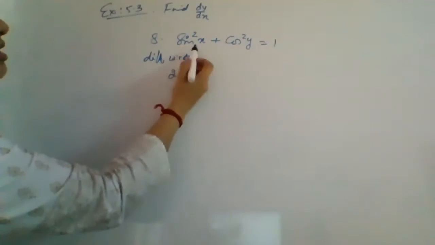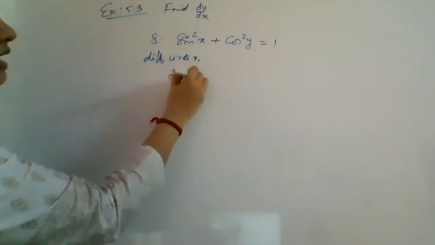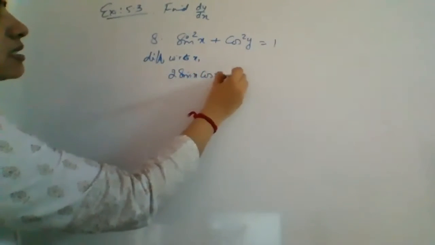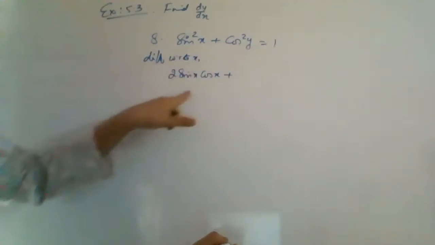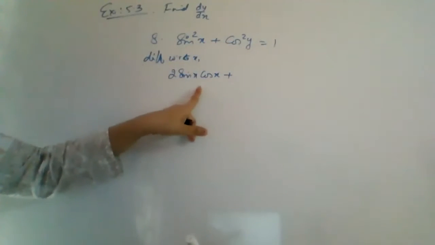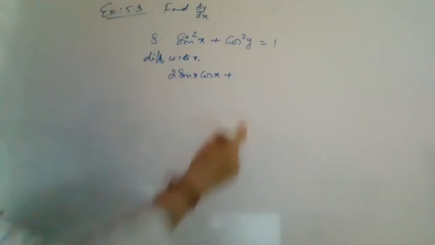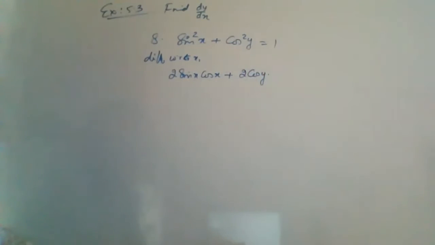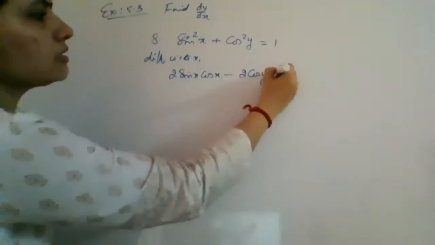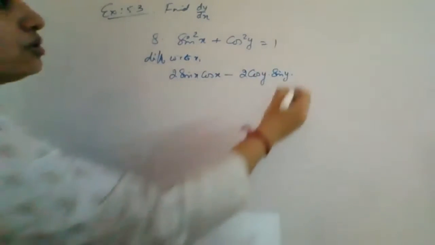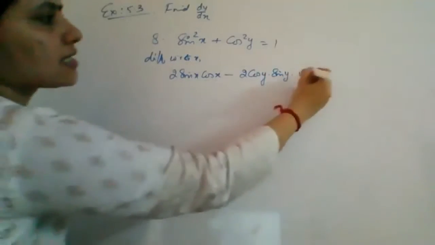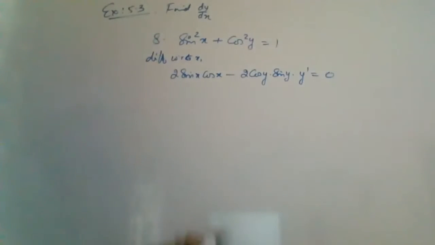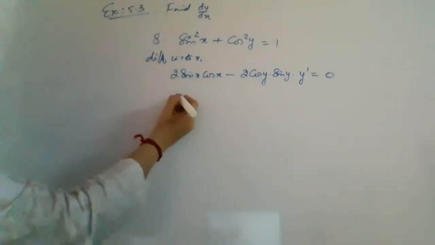So here you are getting, what is the derivative of sine square x? 2 sine x into the derivative of sine, cos x, plus, again cos square y will also give a term like this, but instead of x you have y, therefore you will have y dash also together. You will have 2 cos y into, what is the derivative of cos y? Minus sine y. So you get minus sine y into the derivative of y, which is y dash, is equal to 0. Why? Because this is a constant. Its derivative is 0.